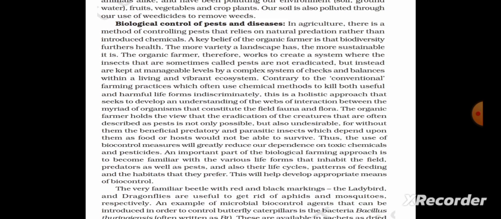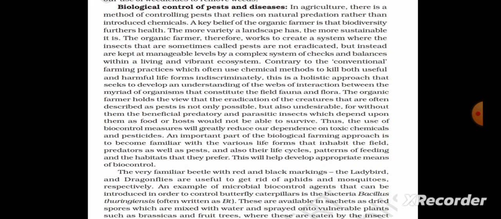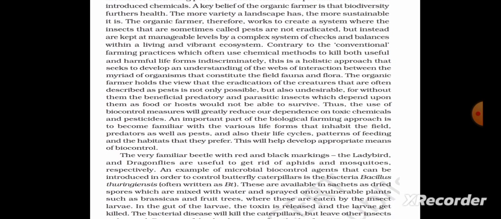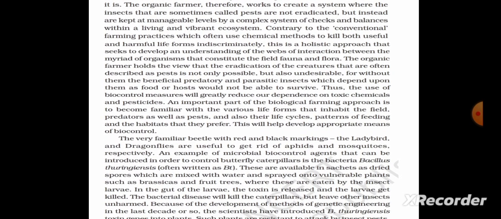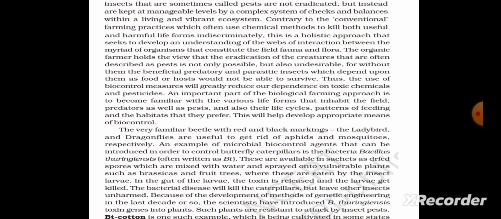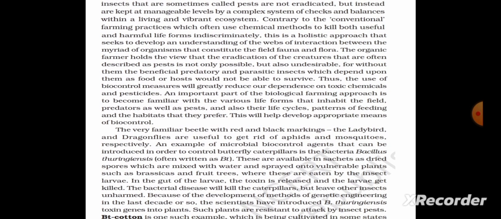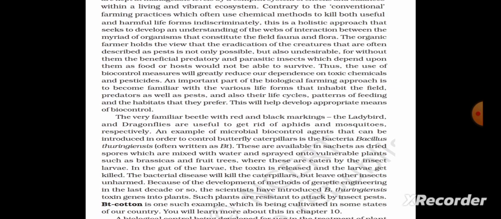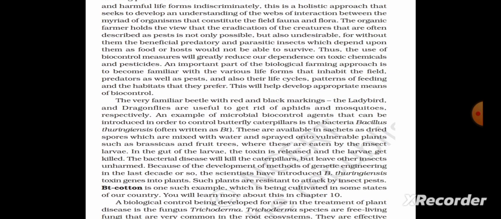An important part of the biological farming approach is to become familiar with the various life forms that inhabit the field, predators as well as pests, and also their life cycles, patterns of feeding, and the habitats that they prefer. This will help develop appropriate means of biocontrol. The very familiar beetle with red and black markings, the ladybird, and the dragonflies are useful to get rid of aphids and mosquitoes, respectively.